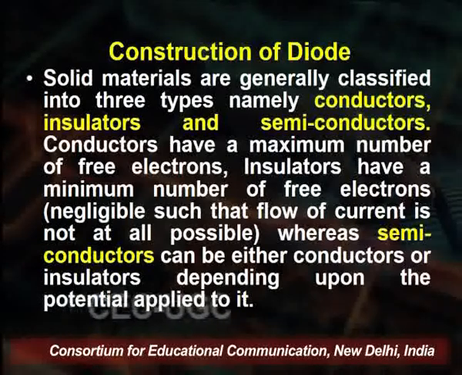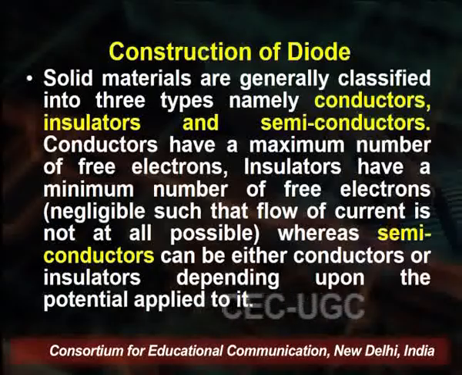Depends upon the potential applied to it. It means semiconductor is in between the conductor and insulator. It can work as an insulator as well as a conductor depending on the potential applied on it. So these semiconductors are used to prepare the diode.